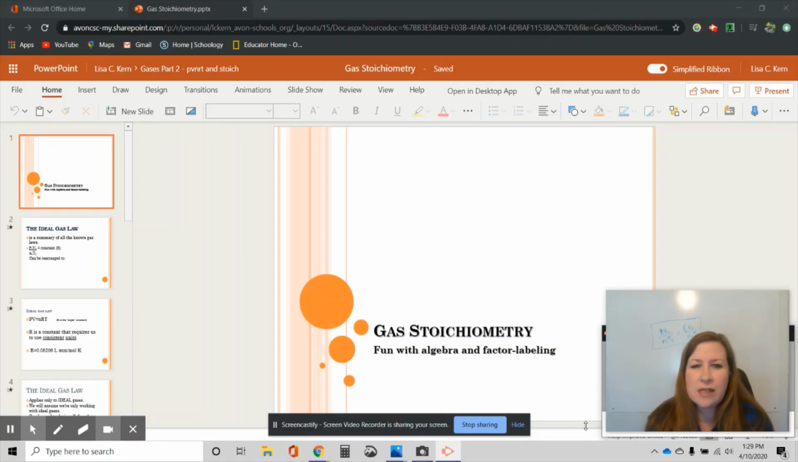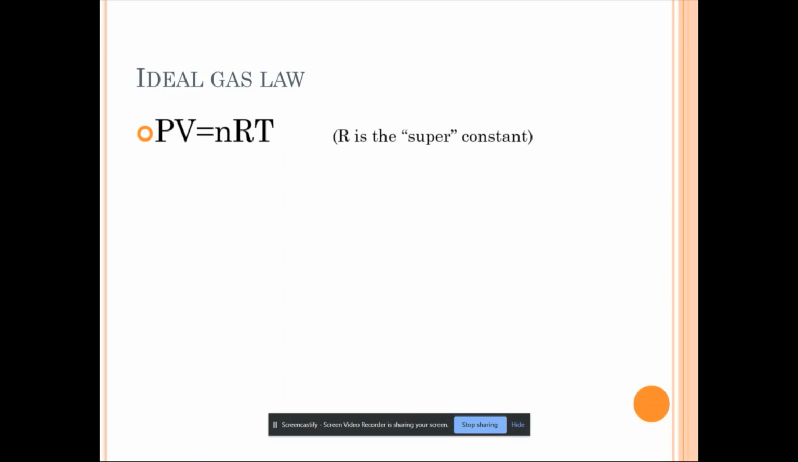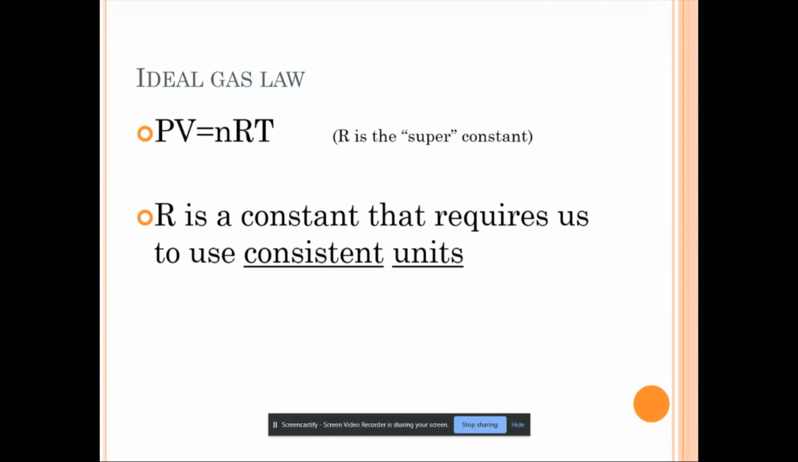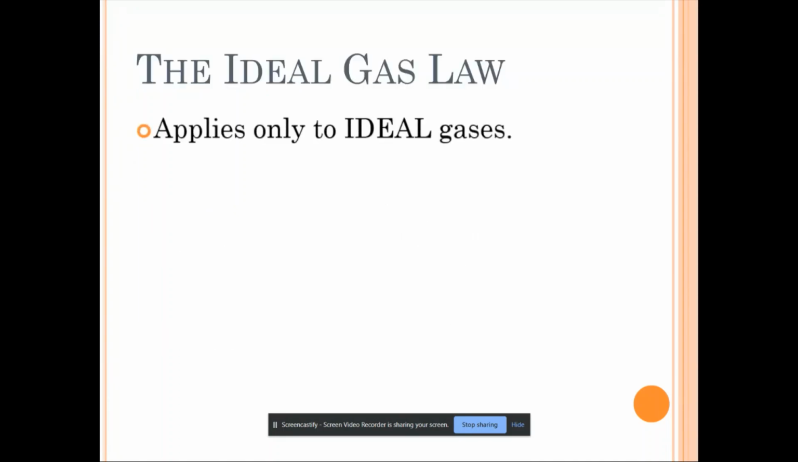Okay, so we're going to take some notes today about gas stoichiometry, and we're also going to talk about the ideal gas law. It looks like PV equals nRT, where R is a constant, P is pressure, V is volume, n is number of moles, and of course, T is temperature. R is a constant that requires us to use consistent units, and its value is 0.08206. Its units are liters times atmospheres, that's the volume times the pressure unit, over moles times Kelvin. So n is moles, of course, and T, temperature, always has to be in Kelvin when you're working with gases.